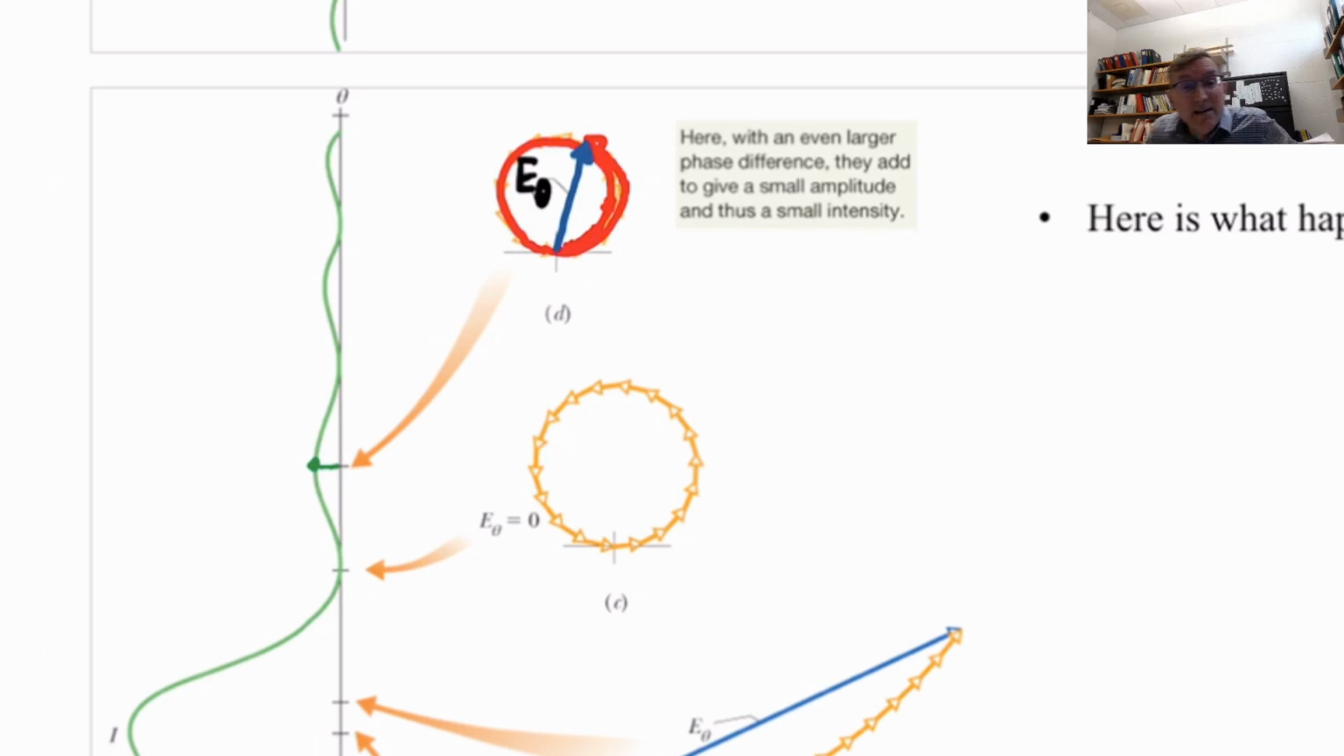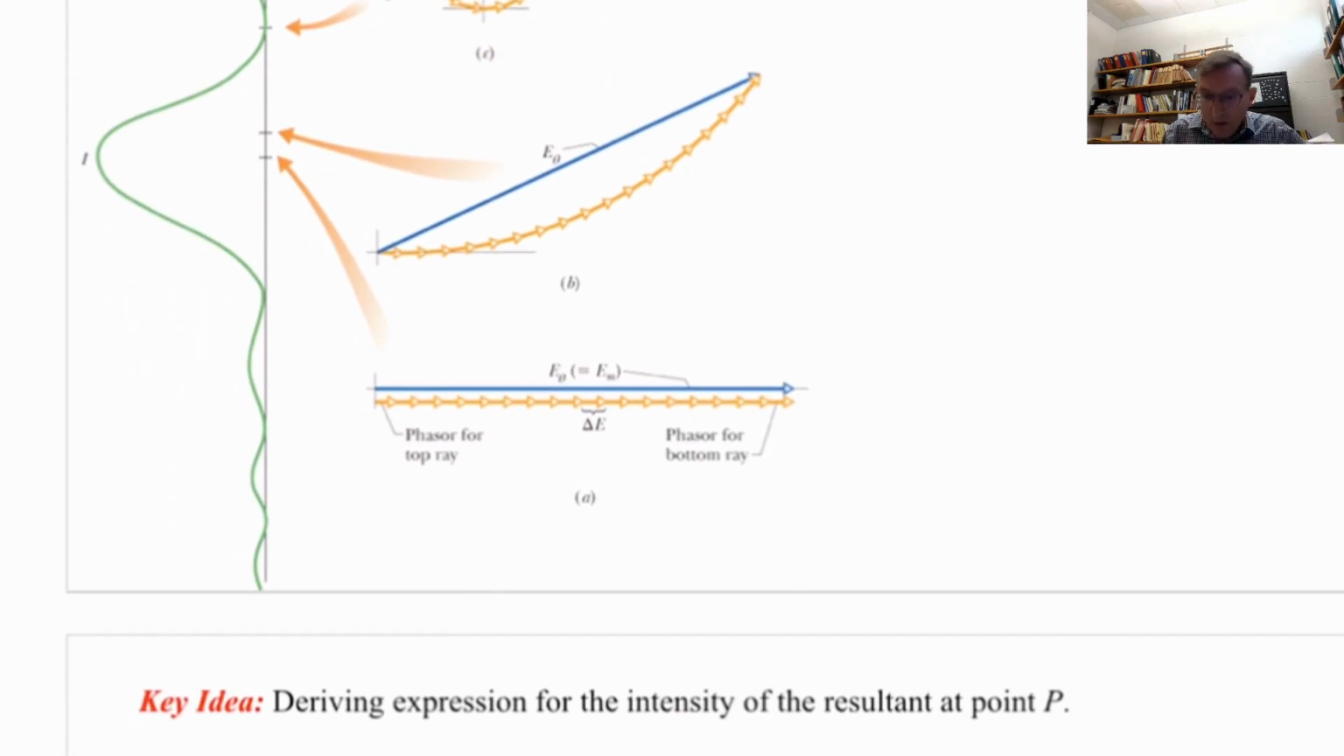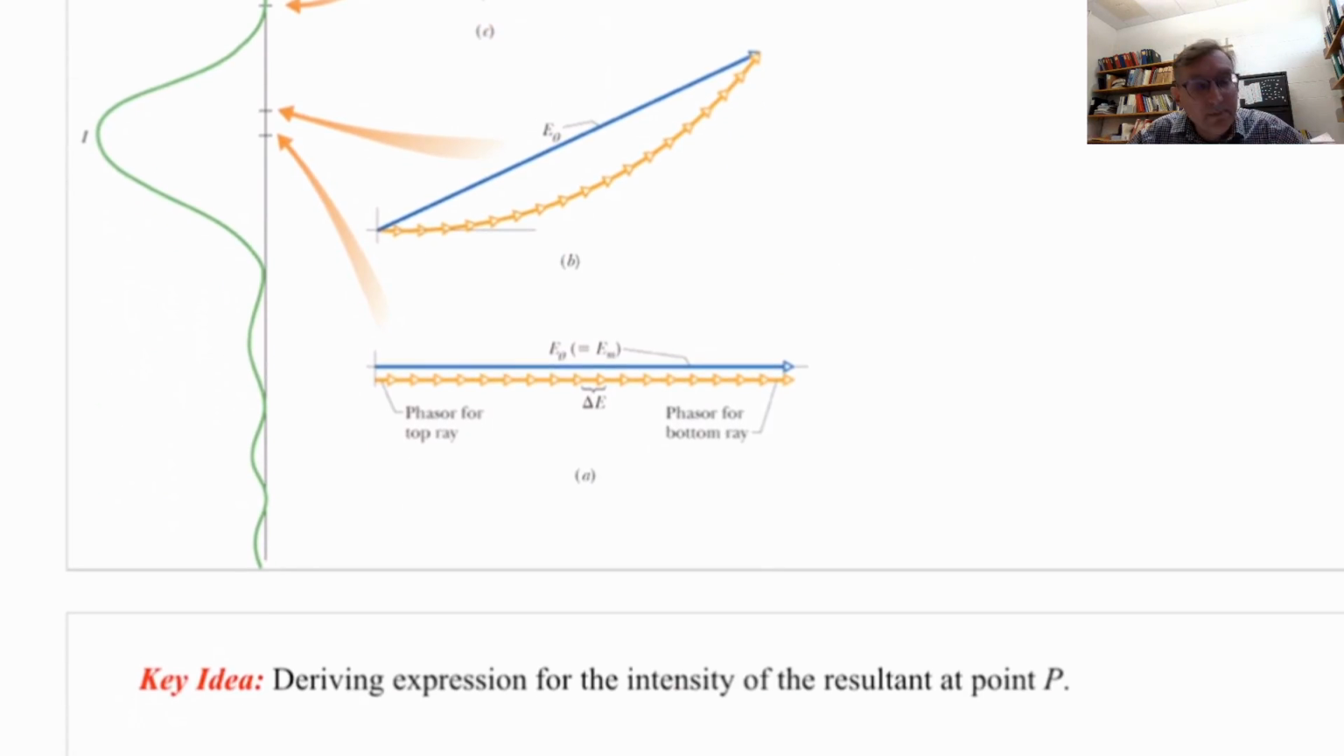But it is a side maximum, and it would show up as a somewhat brightish side fringe. Okay? All right, so you can do that kind of winding up of the phasors to understand why at certain locations on the viewing screen you'll see bright or dark or something in between.